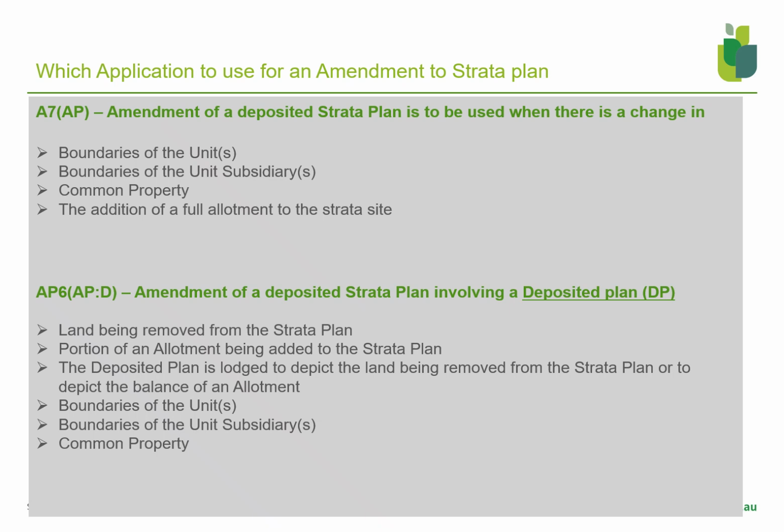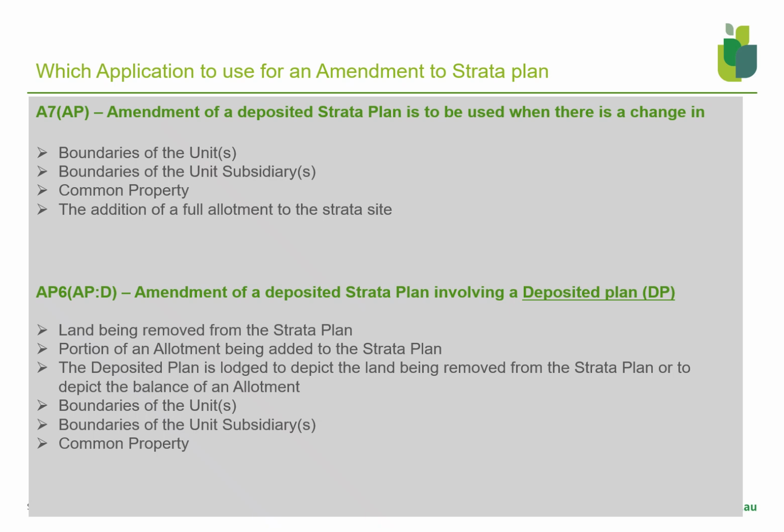So, there are two examples of when the AP6 would be used, one of which is when there is land being removed from the strata plan. In this scenario, it is possible that there are 3 units and one of the unit holders wishes to remove their unit from this strata scheme to create a Torrens title separately. A new deposited plan is required to be lodged as well to depict the new boundaries of this allotment.